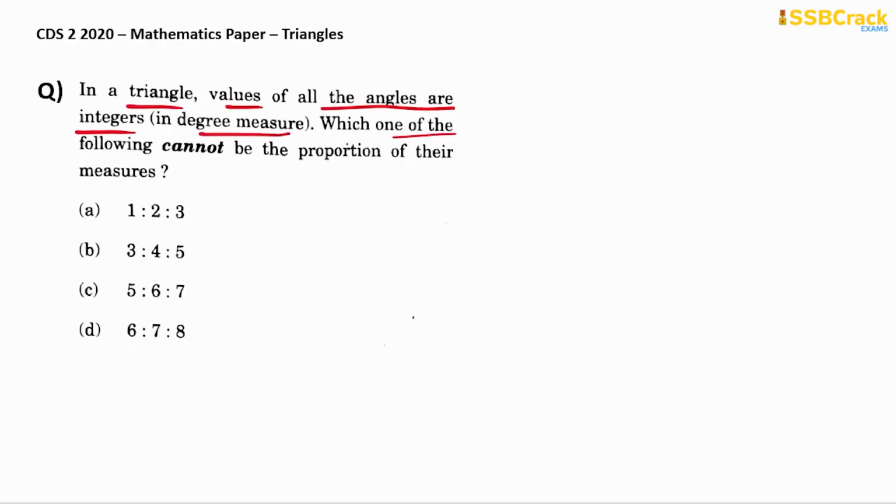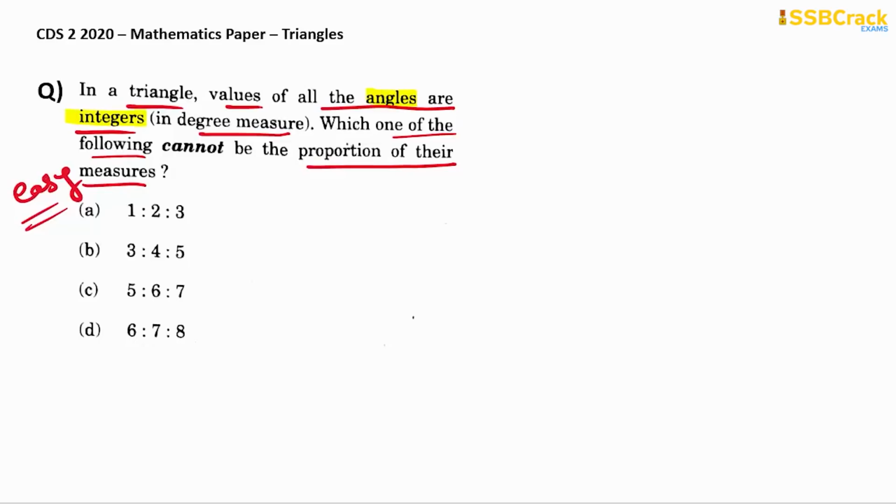So which one of the following cannot be the proportion of their measures? One of the easy questions, this was on triangles, simply based upon the angles and the property of a triangle. You noted that these ratios are of sides. Sorry, these ratios are of angles, and angles are integers.